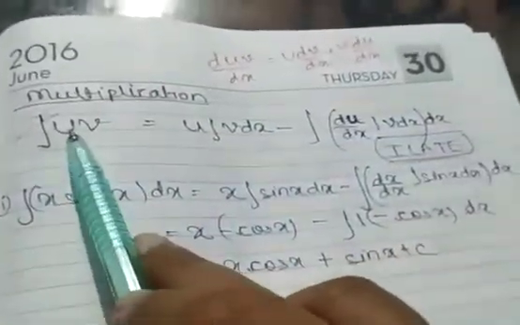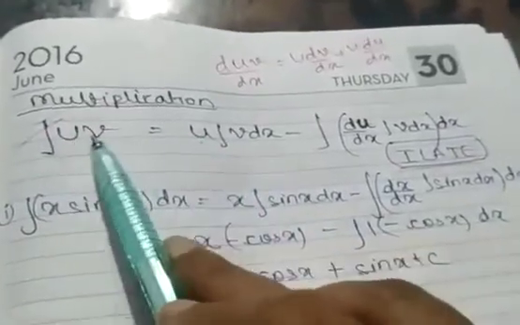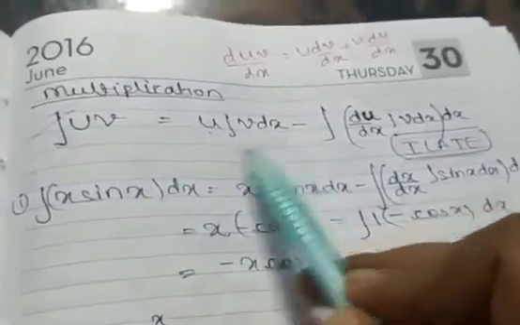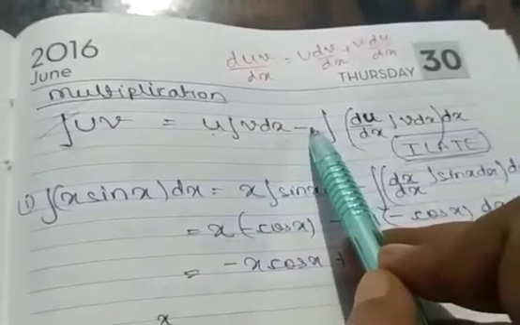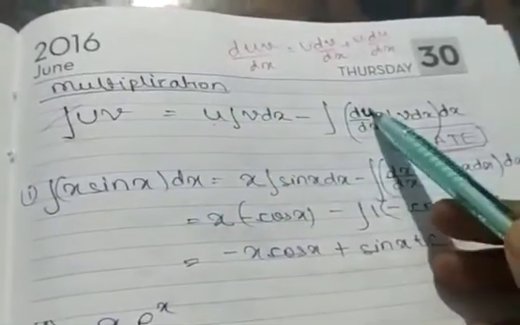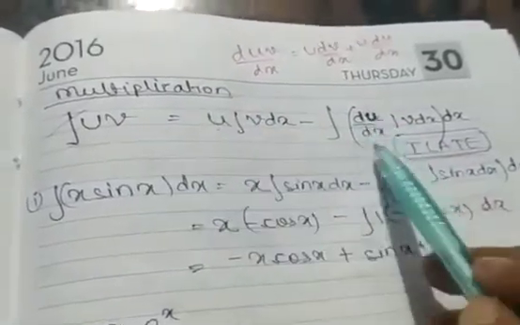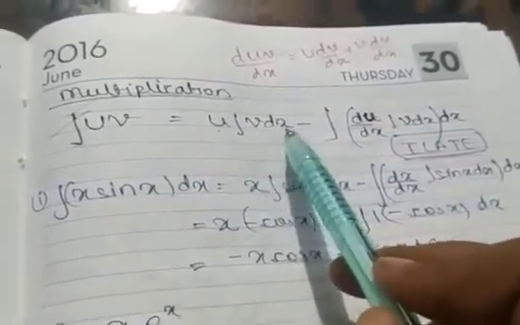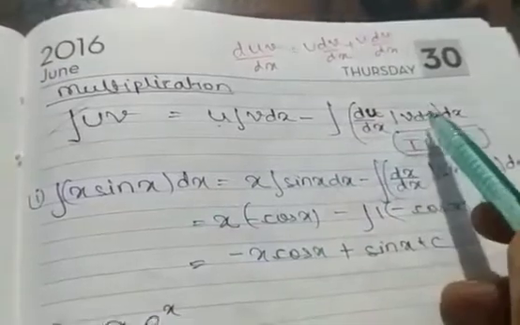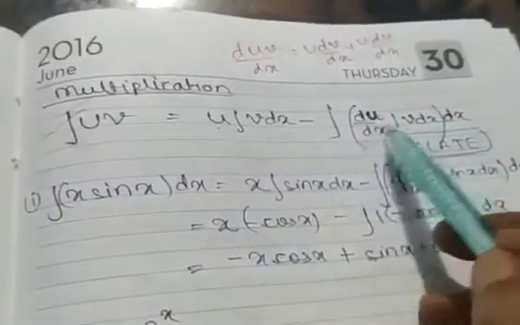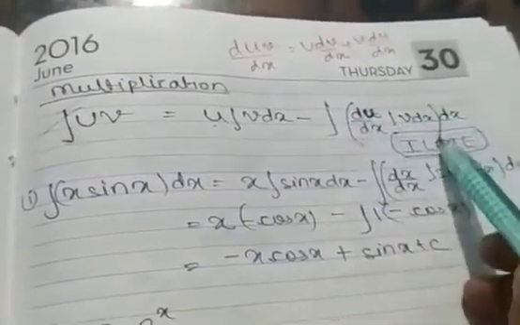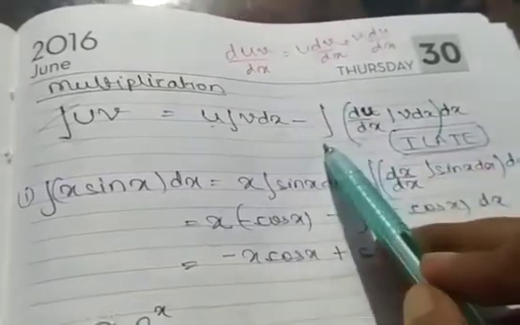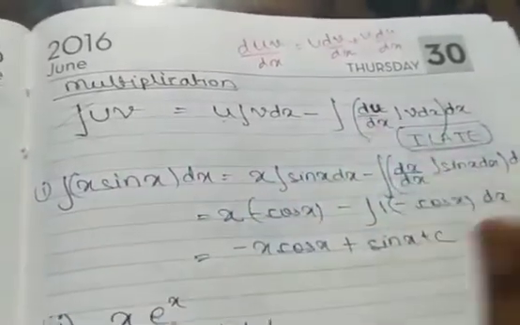So u first I will take it out. Now integrate v dx, then subtract: first differentiate du upon dx, then integrate v into dx. Then the whole thing that I get, I will multiply it, and the whole thing that I get, I will again integrate. Okay, this is the formula of multiplication.